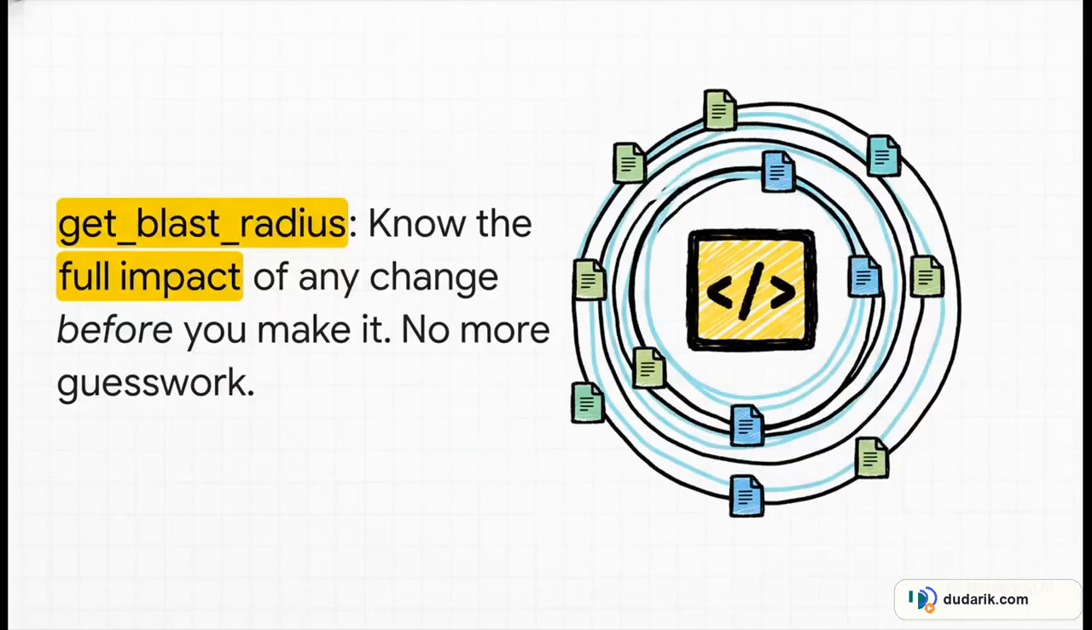But listen, if there's one feature here that makes the whole setup worth it, it's gotta be get blast radius. You just give it a function name, and bam, it instantly tells you every single place in the codebase that imports it or calls it. This completely gets rid of that classic developer nightmare, where you change one tiny thing and accidentally break 10 other things you had no idea were even connected. It's a total game changer.